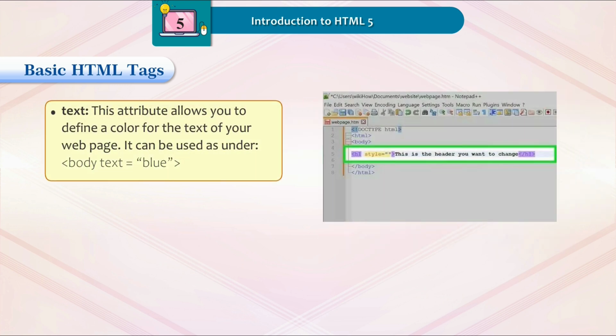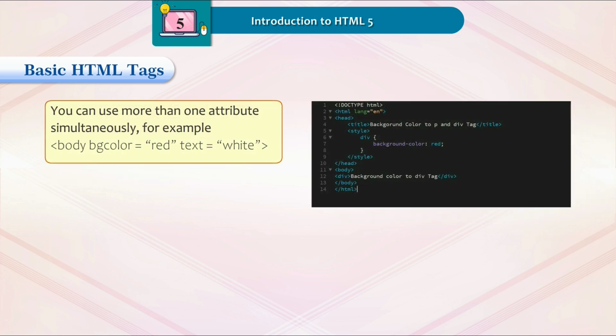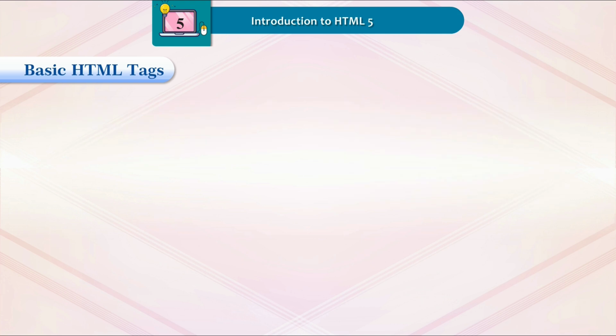Text. This attribute allows you to define a color for the text of your web page. It can be used as under. Body text = blue. You can use more than one attribute simultaneously. For example, body BG color = red, text = white.